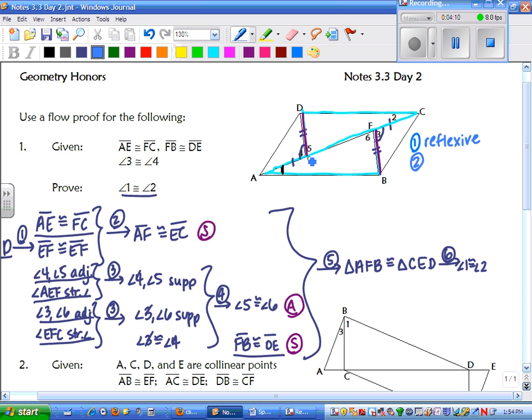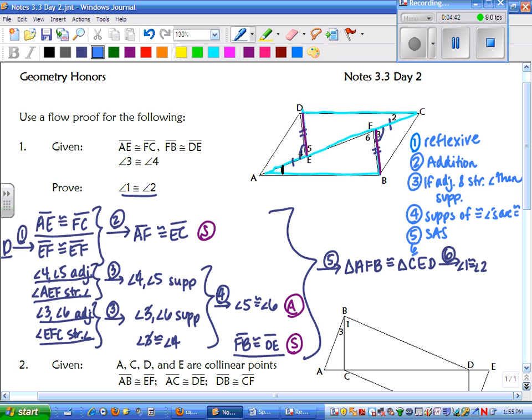2, how did I go from AE and add EF to it? That's addition. I'm going to add. Step 3, how do I get a supplementary angle? If adjacent and straight, then they are sup. Step 4, we have sups of congruent angles are congruent. Sups of congruent angles are congruent. 5, I get side angle side. And step 6 is CPCTC. Corresponding parts of congruent triangles are congruent.